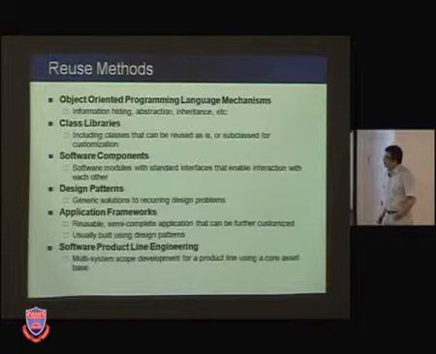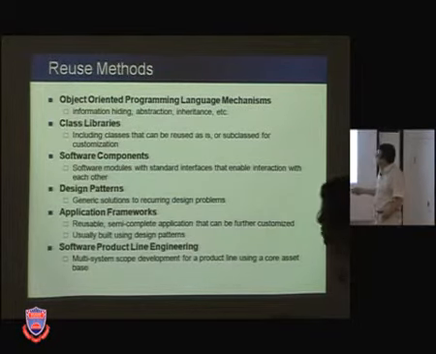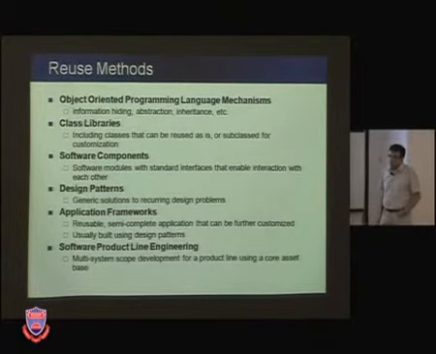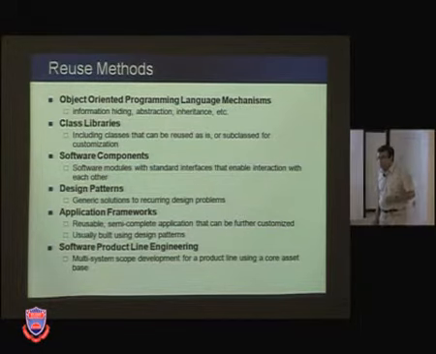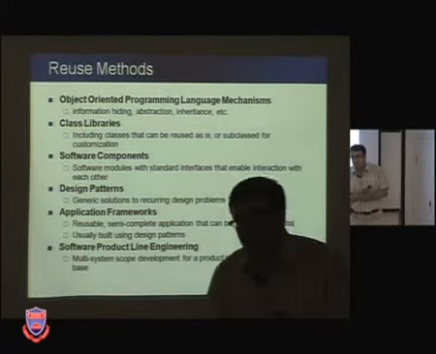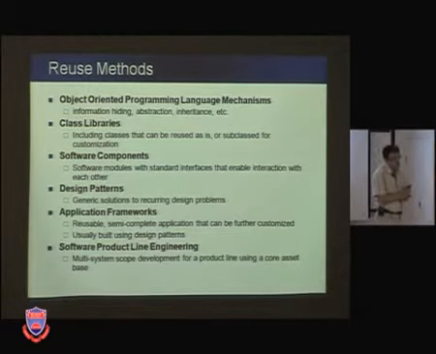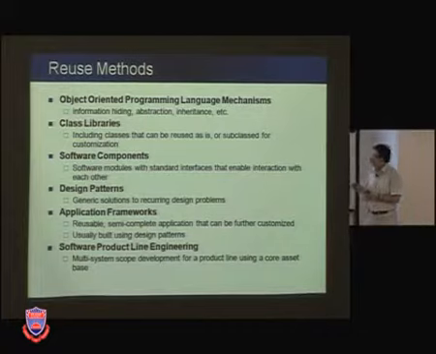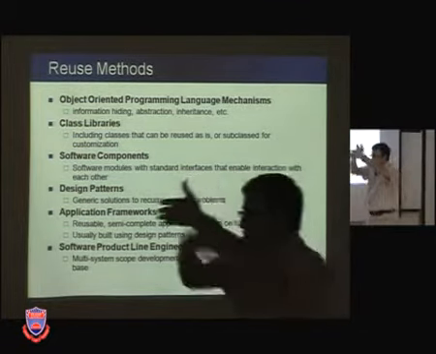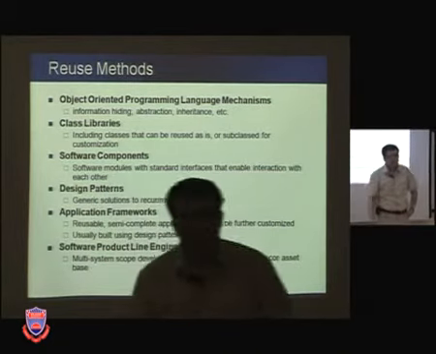If you look at reuse, there are several reuse methods. As I said, one of the latest cross-level reuse approaches is software product line engineering. Before that, we can identify these techniques: object-oriented programming language mechanisms, information hiding, abstraction, inheritance, polymorphism. They all support reuse. Okay? And in particular, of course, inheritance. You have an abstract class, you subclass, so you can reuse the existing class.